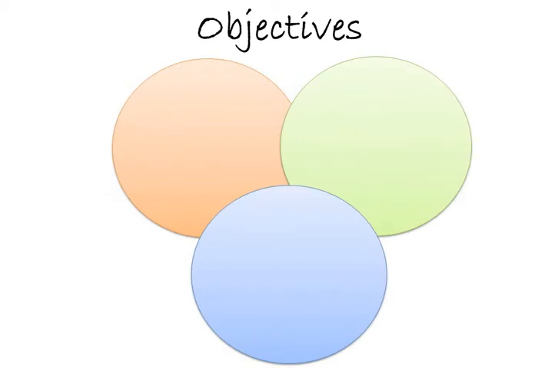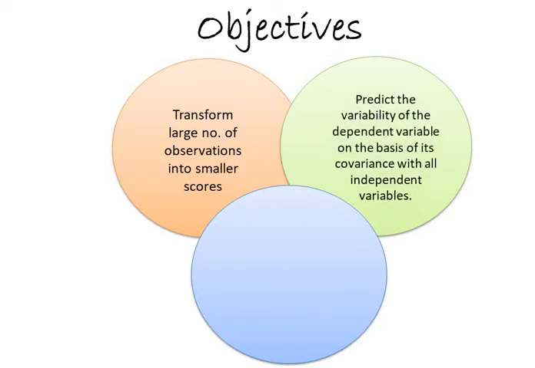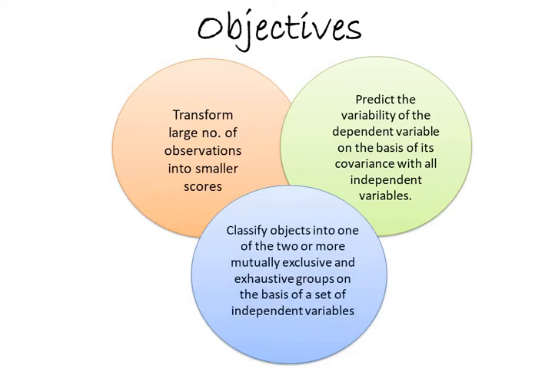The main objectives of performing multivariate analysis are to transform a large number of observations into smaller scores, to predict the variability of the dependent variable on the basis of its covariance with all independent variables, and to classify objects into one of the two or more mutually exclusive and exhaustive groups on the basis of a set of independent variables.